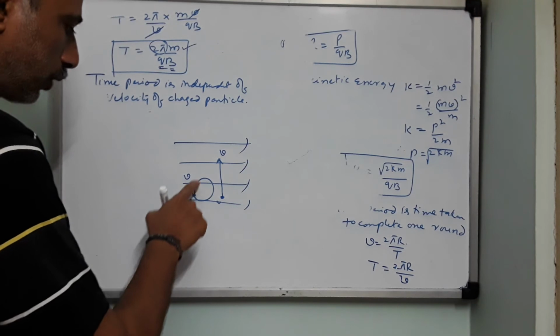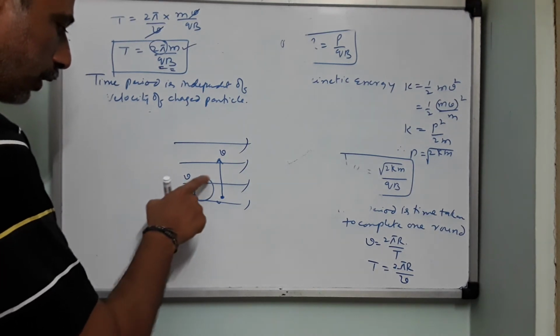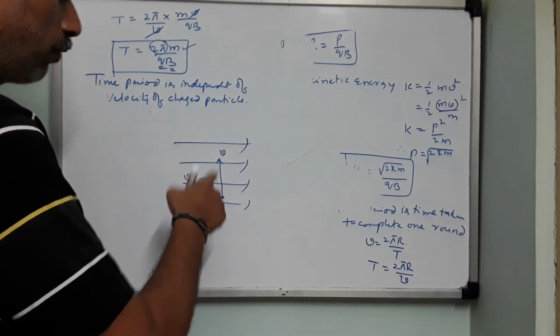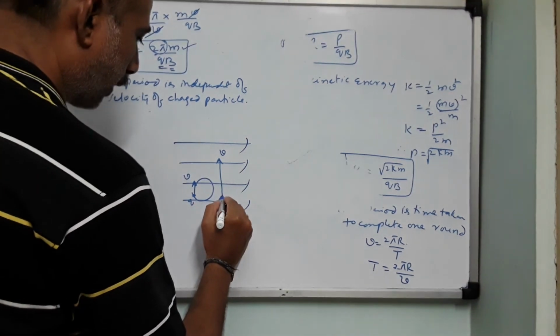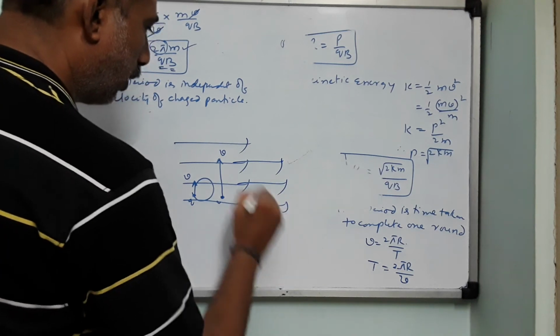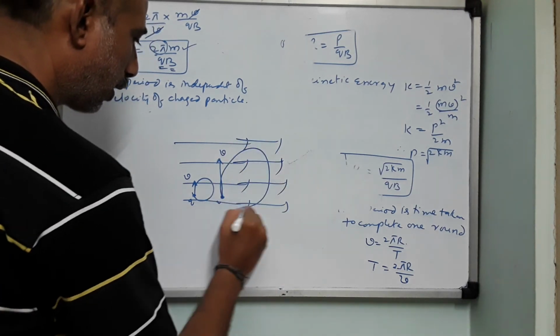If it took, say, 2 seconds to complete one circle, then doubling the velocity, it will not take 1 second, it will take 2 seconds only. Why will it take 2 seconds? Because it will go in a circle of bigger radius.